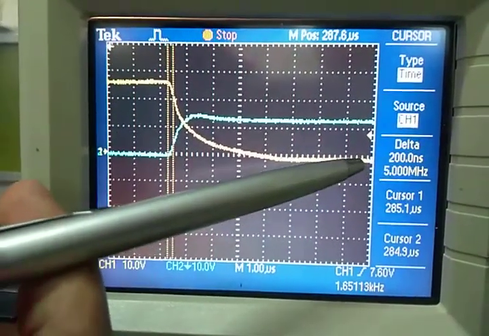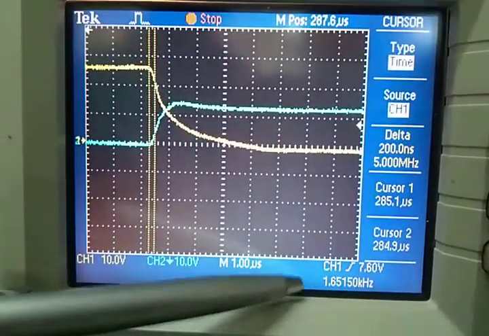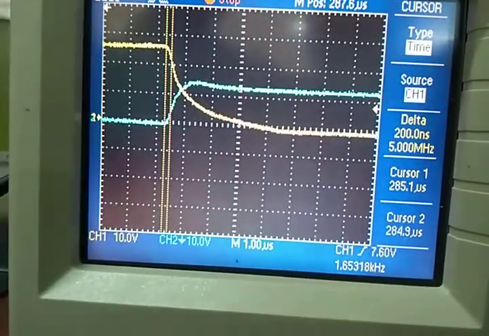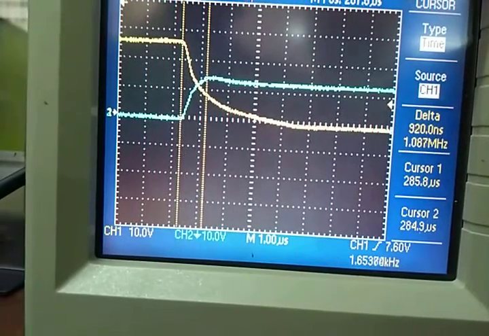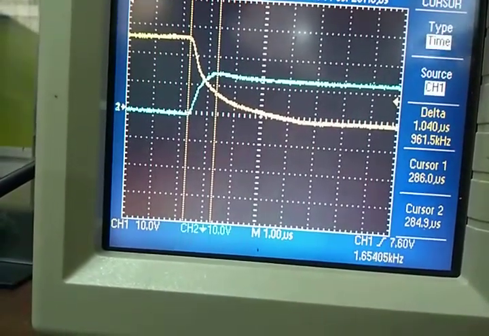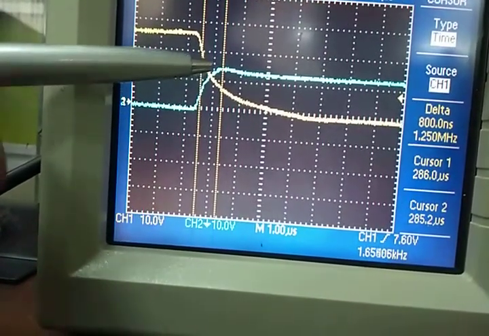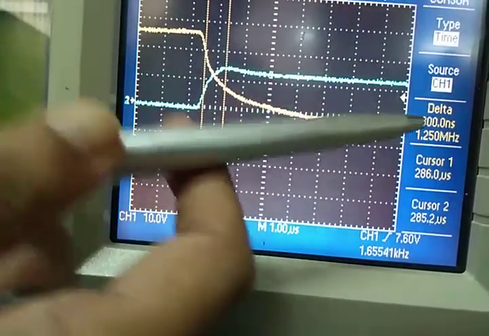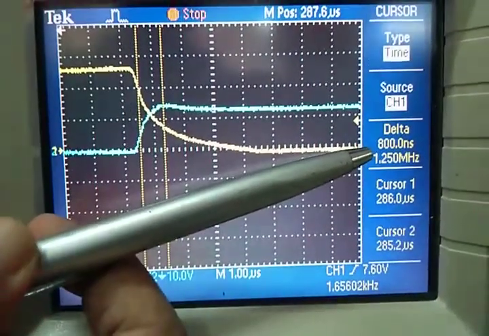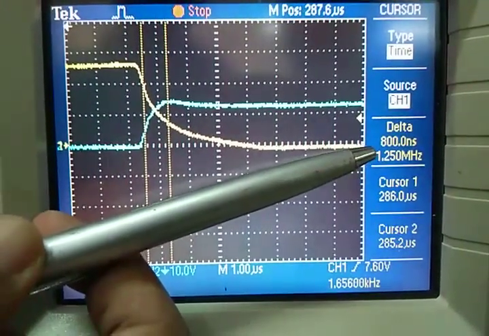I have also shown a similar delay time in the case of the IGBT, and our triggering pulses are working at 1.65 kilohertz. So this is the delay time. And what is the rise time? For that we have to shift our cursor here, where the current is almost 100% of its value. So it is our rise time, which is 800 nanoseconds. You can see that. So its rise time and delay time are different as compared to the IGBT.